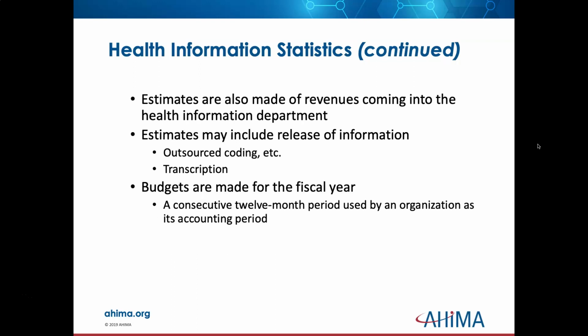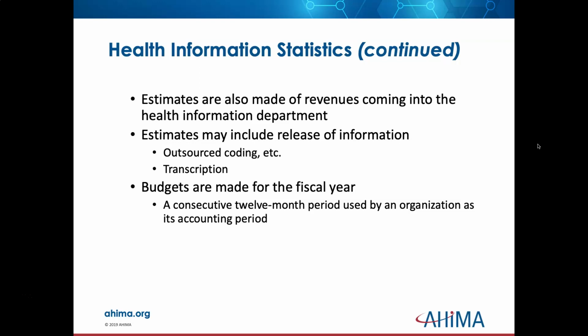Estimates are also made of revenue coming into the HIM department. Typically, that's release of information. But if you provide coding to other departments and they pay you back for it, that may be part of it. If you provide coding or transcription to, like, a physician's office and get paid for that, that may be part of your revenue. Within hospitals, for instance, if you provide coding to an area, typically the cost of that gets charged back to that area. It's not necessarily a revenue situation. Revenue is more outside of the organization or patient related.